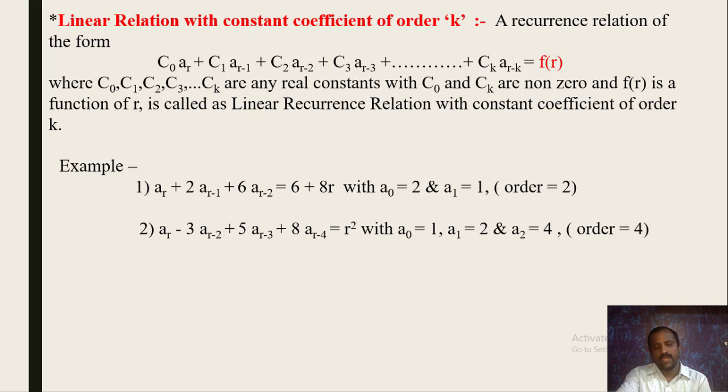Now, the term of a_r is present. If we notice the suffixes, then here we observe that the maximum number which is subtracted from r is 4. Therefore, the order of this recurrence relation is 4.